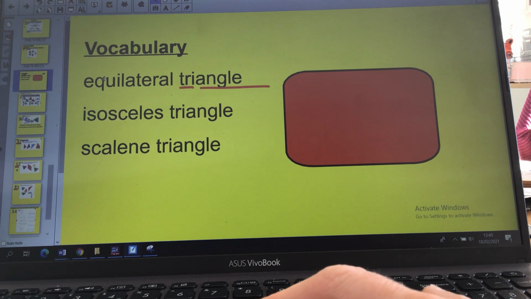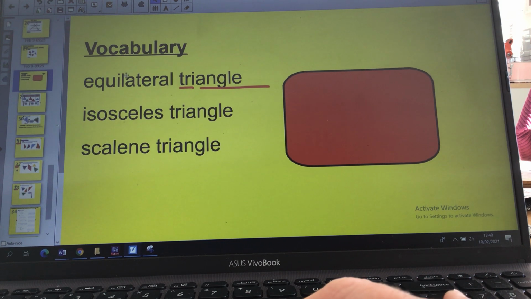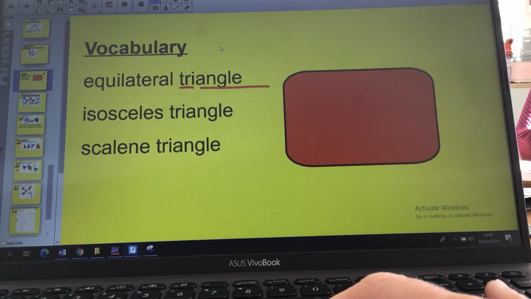Now, equilateral triangle, that looks a little bit like the word equal. So you should think about, what would that mean? Equal, equal, three angles. It means that all the angles are equal and all the sides are also equal as well. So the length of the sides and the size of the angles in an equilateral triangle.